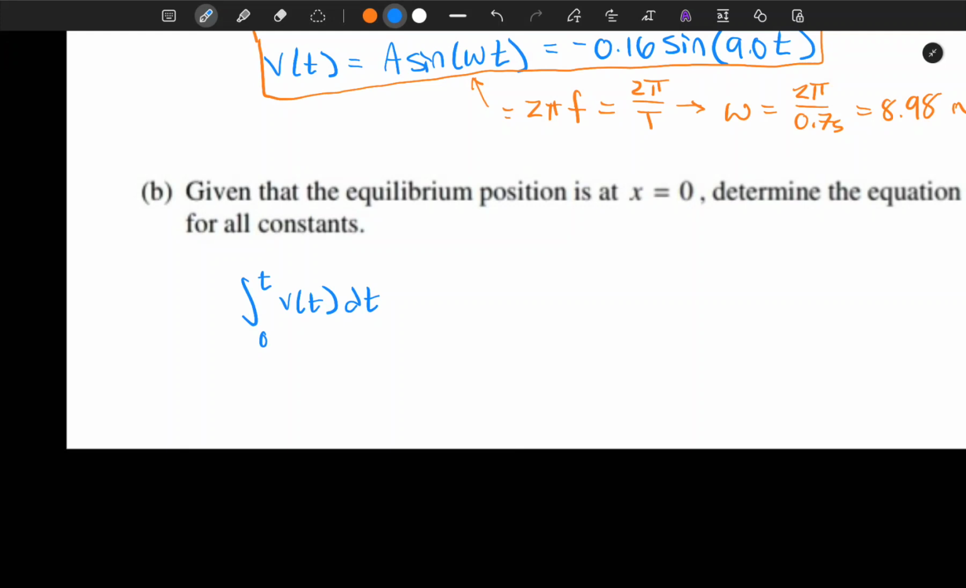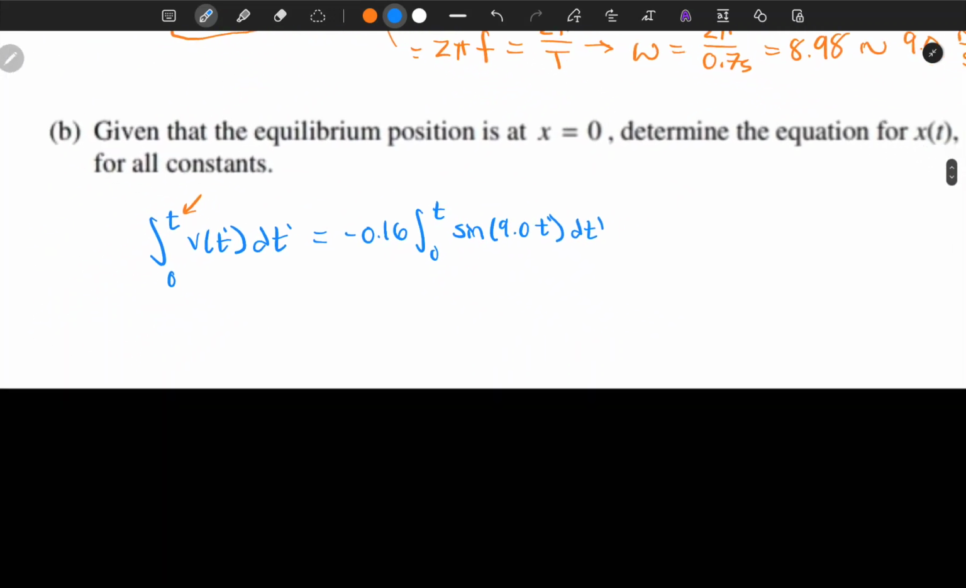Then, doing this integral out, where we note that we use t primes in the integrand so as not to confuse it with the t in the integral bounds, we get that this integral should be equal to negative 0.16 times the integral from 0 to t of sine 9.0 t prime dt prime.